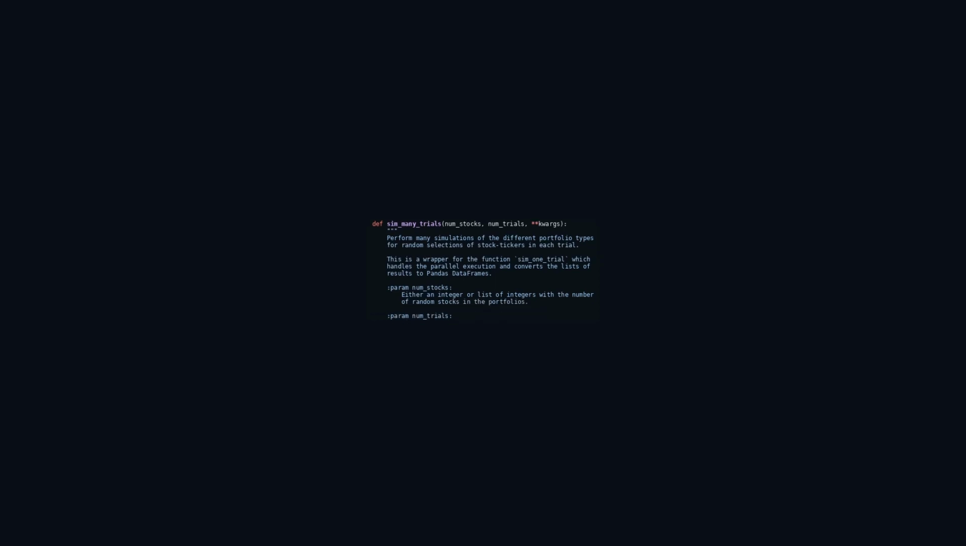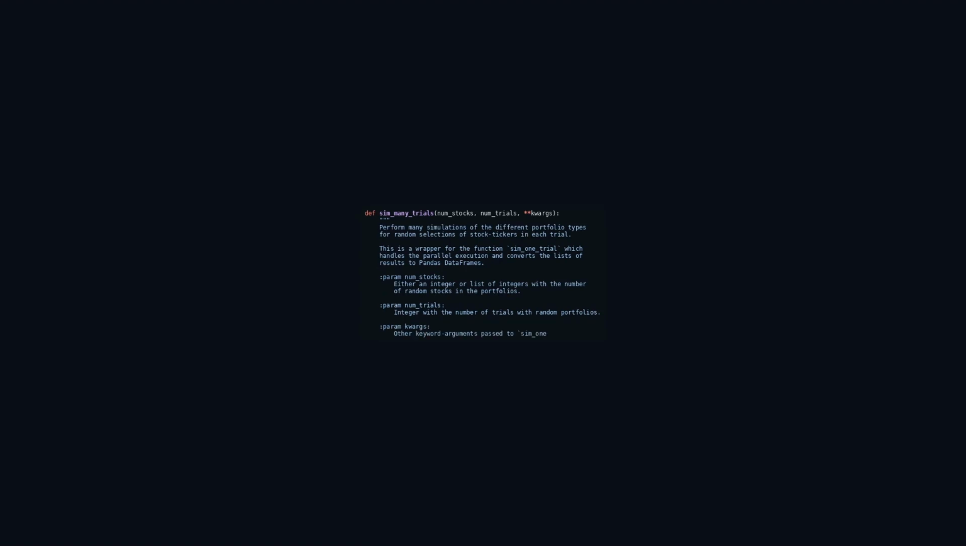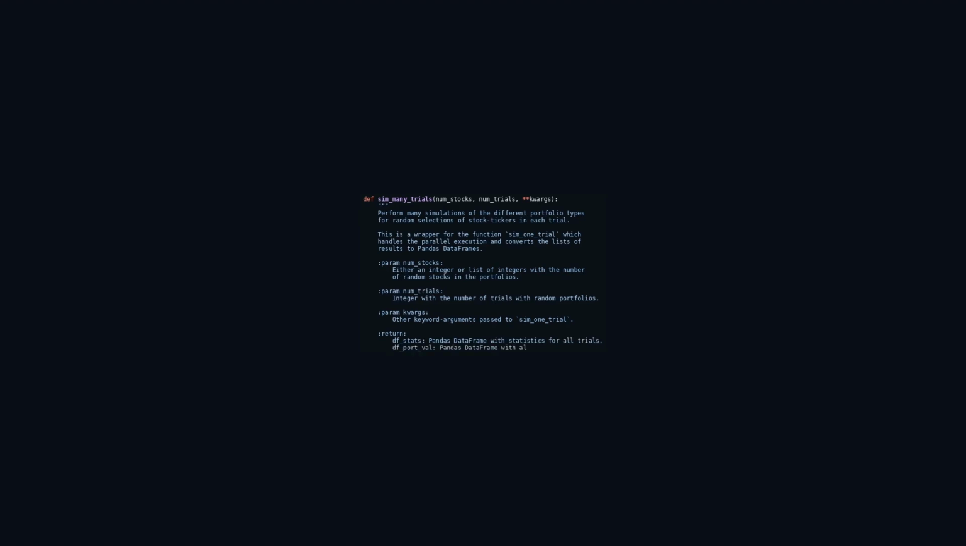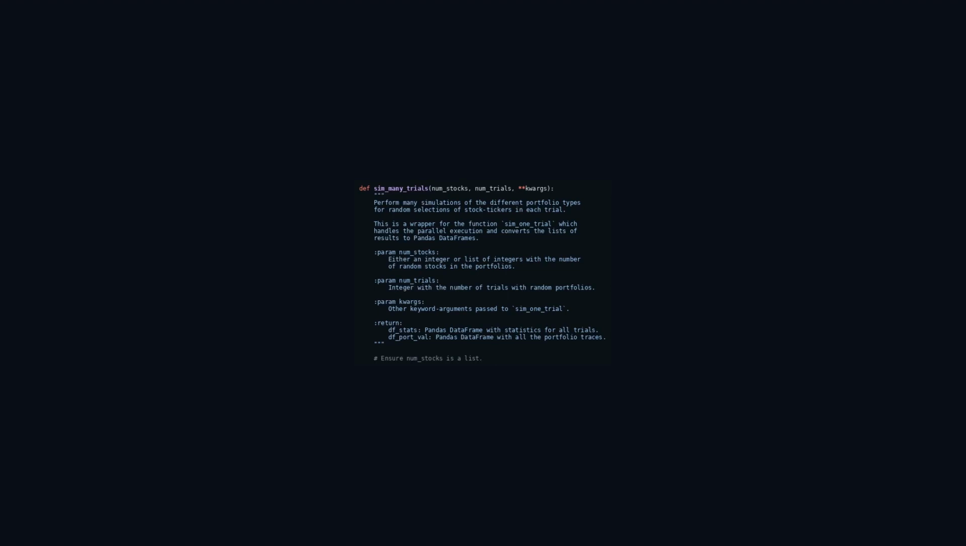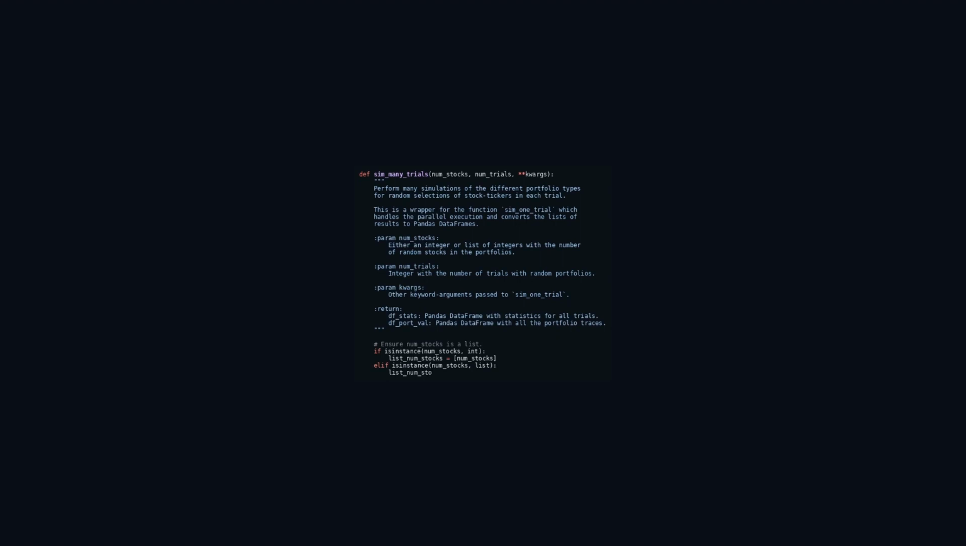The code defines a function named SimManyTrials that performs numerous simulations of different portfolio types by randomly selecting stock tickers for each trial. This function accepts three main parameters: numStocks, which indicates the number of random stocks in the portfolios, either as an integer or a list; numTrials, representing the number of trials to conduct; and kwargs, which encompasses other keyword arguments passed to the function SimOneTrial. First, the function ensures that numStocks is formatted as a list and initializes lists to store the results. It then iterates over each portfolio size specified in numStocks, ensuring that the specified number of portfolio stocks is valid based on external data.